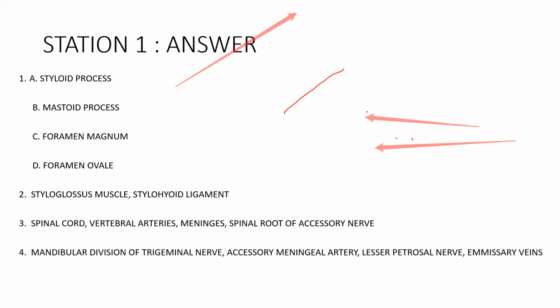And the second question was the structures attached to that process, the styloid process, and the ligament, and what structures pass through the foramen magnum, and what structures pass through the foramen ovale. So this was the first question. I think most of you could answer this question nicely. Can we move on to the second question?